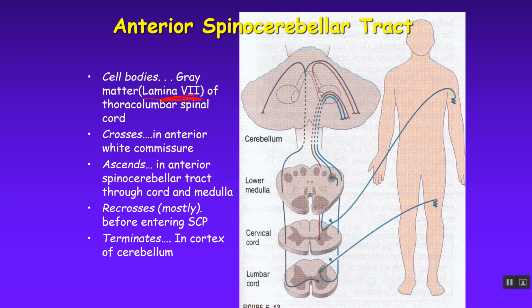Okay, so what it does, it sits right here. So here's that lamina 7. It's sensing information coming in from here. It's sensing information coming down from the motor neuron.